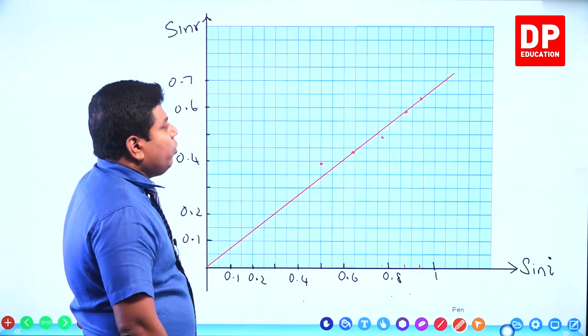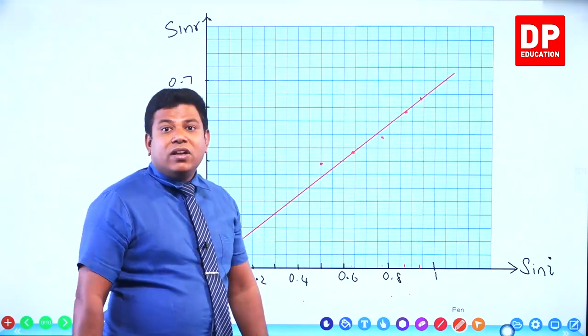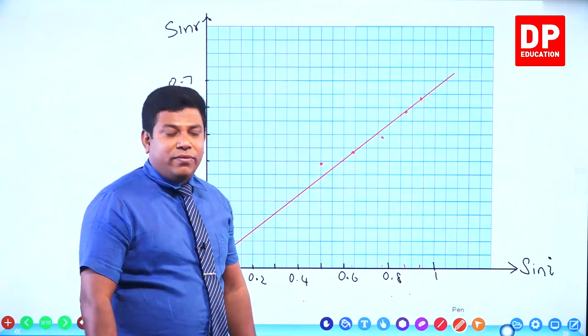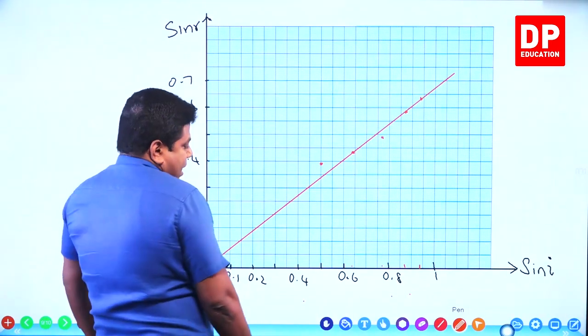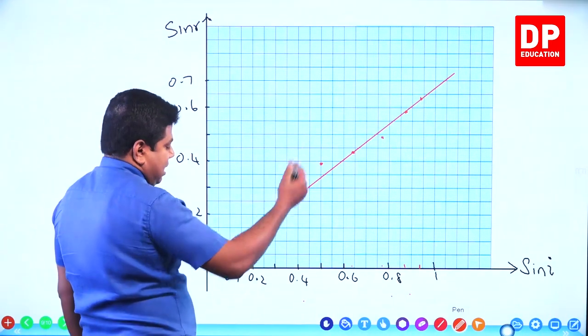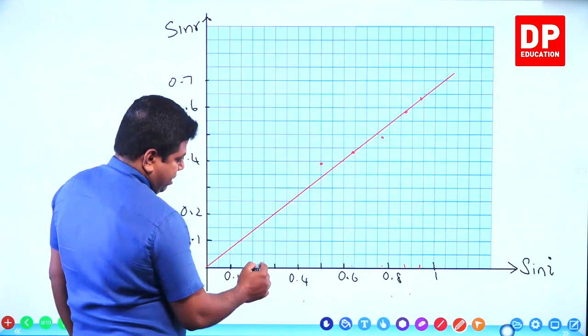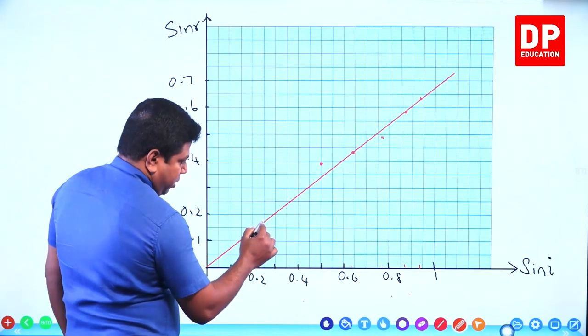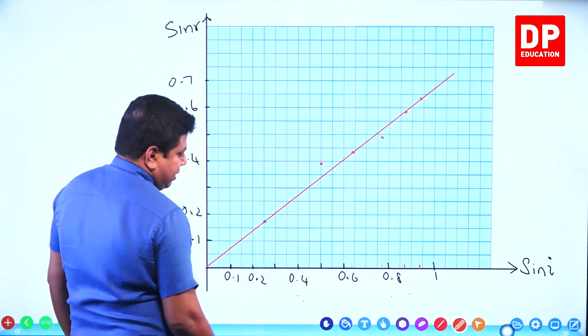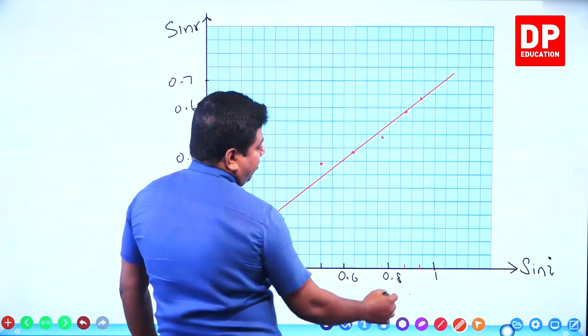Now, what next we have to do? We have to find the gradient of this graph. How do you get the gradient? Let's take 2 points on this line. Maybe we will take 1 point somewhere here. Let's say I'll take this point. We'll take that. And another point we'll take.